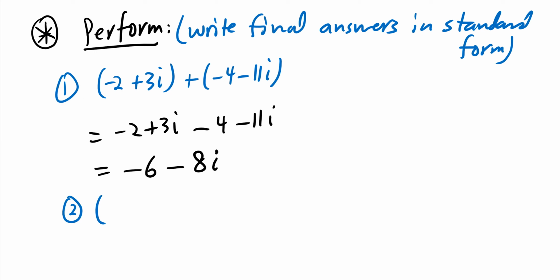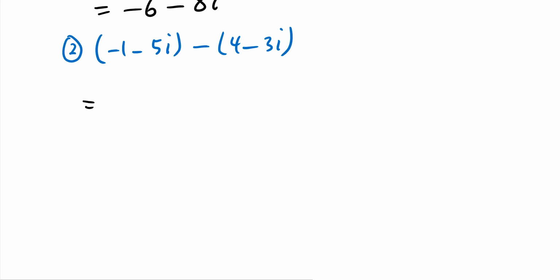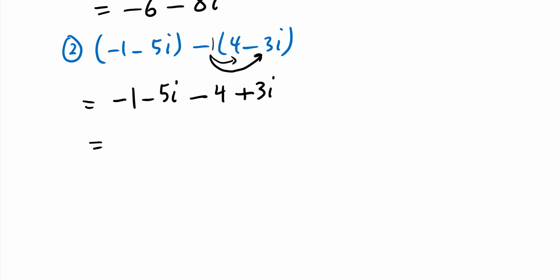Other examples, let's say we have negative 1 minus 5i minus (4 minus 3i). That's another example. What we get here is there's nothing in front of the first parentheses, so we can just bring this down. But here I have a negative. Negative means negative 1. You need to multiply the first term by negative 1 and the second term by negative 1. It becomes minus 4 plus 3i. And then minus 1 minus 4 is negative 5. And this with this is minus 2i.